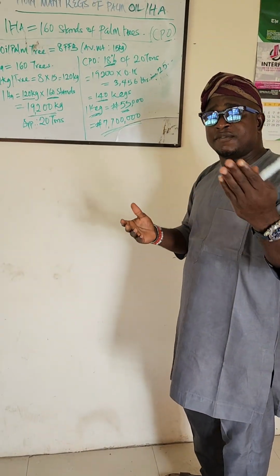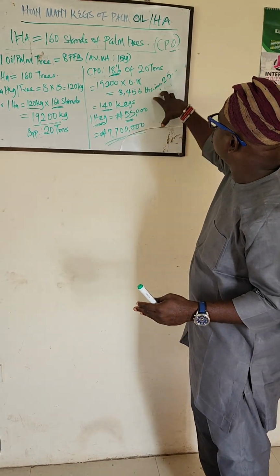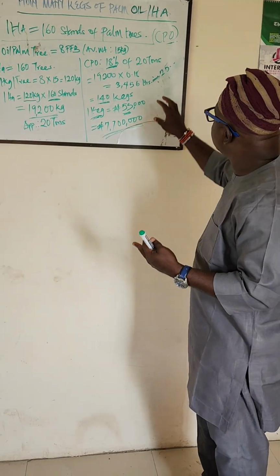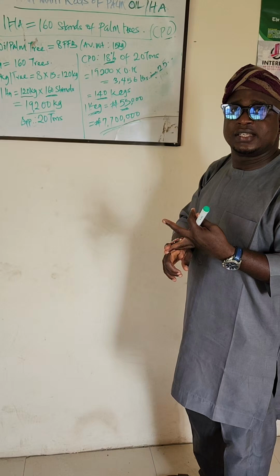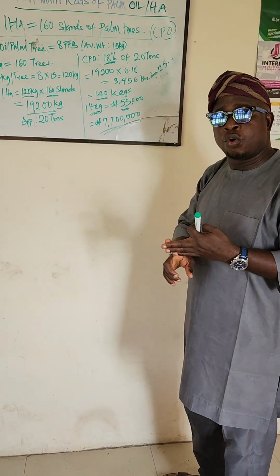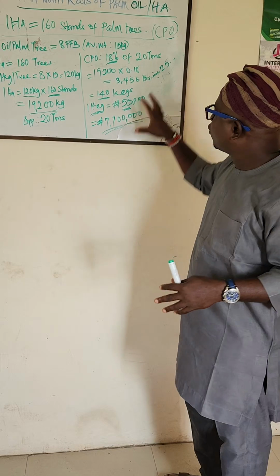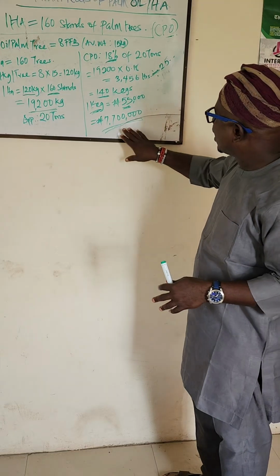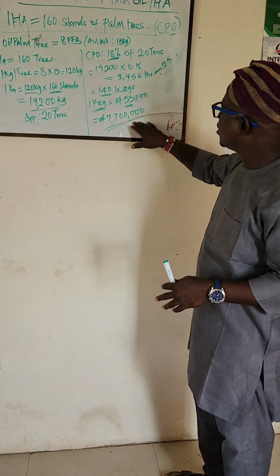Of course, you still have many other derivatives from this production, because from here you are going to get your palm kernel shell, your PKC, your PKO, and other things. But for palm oil alone, yearly you can get this figure of 7.7 million naira.